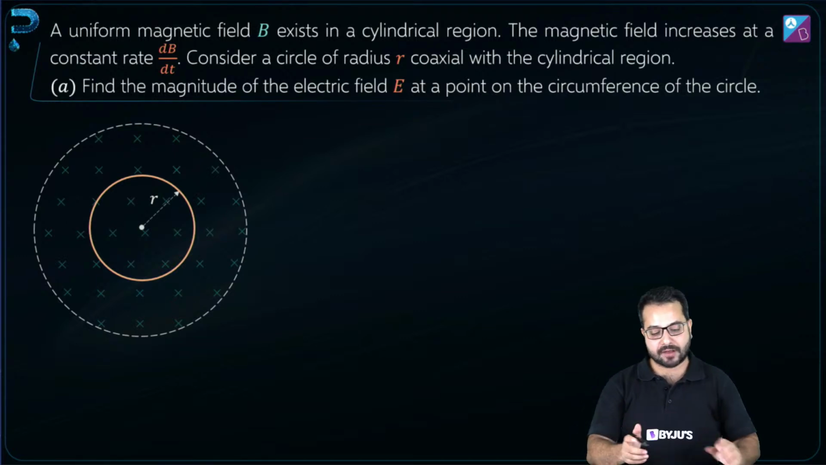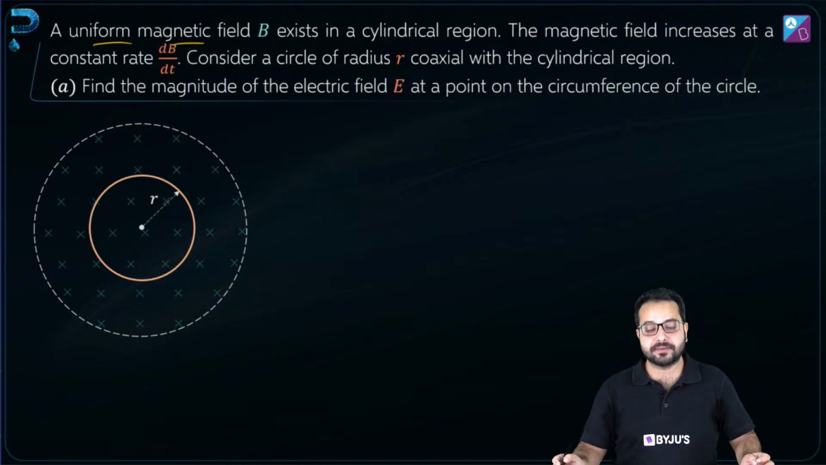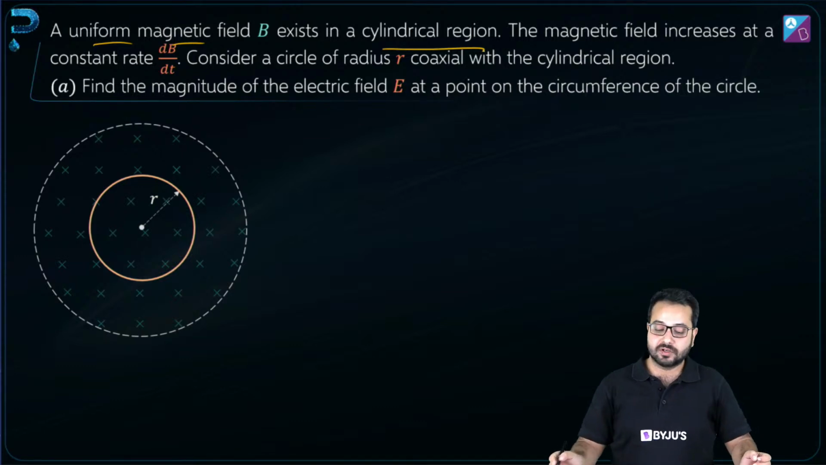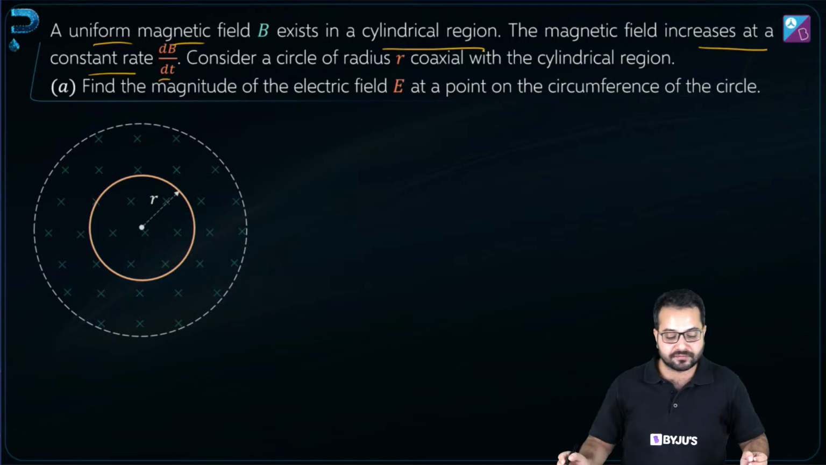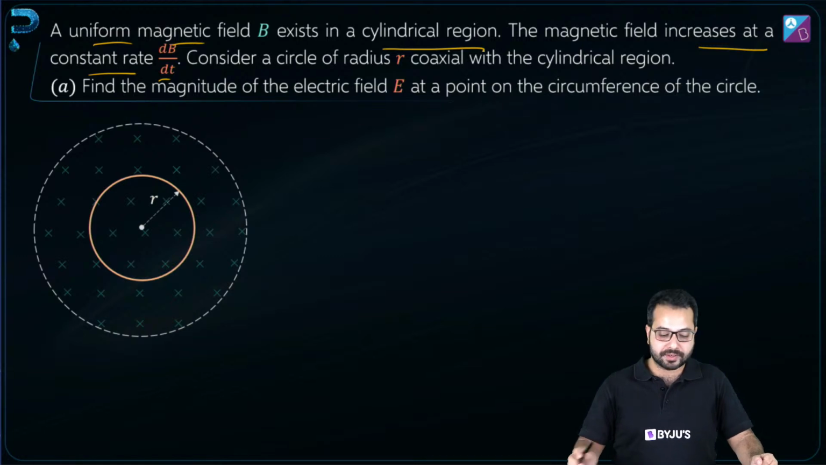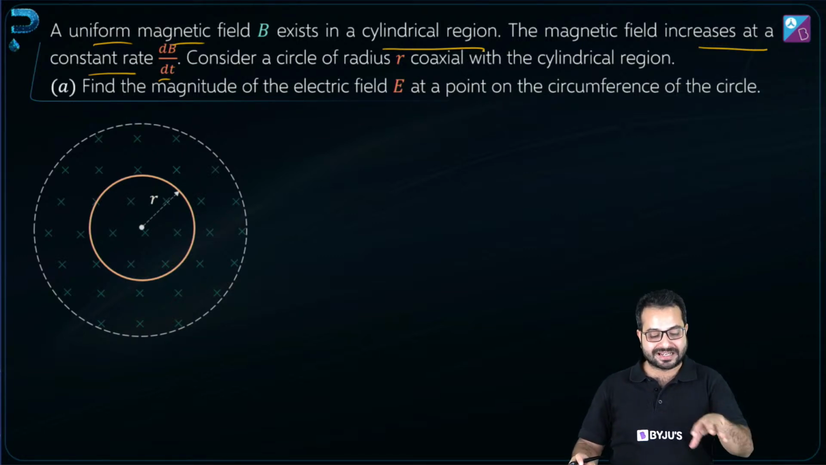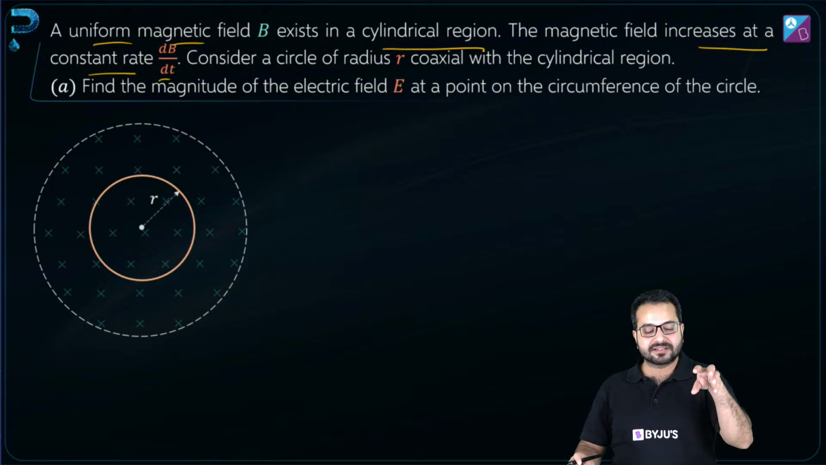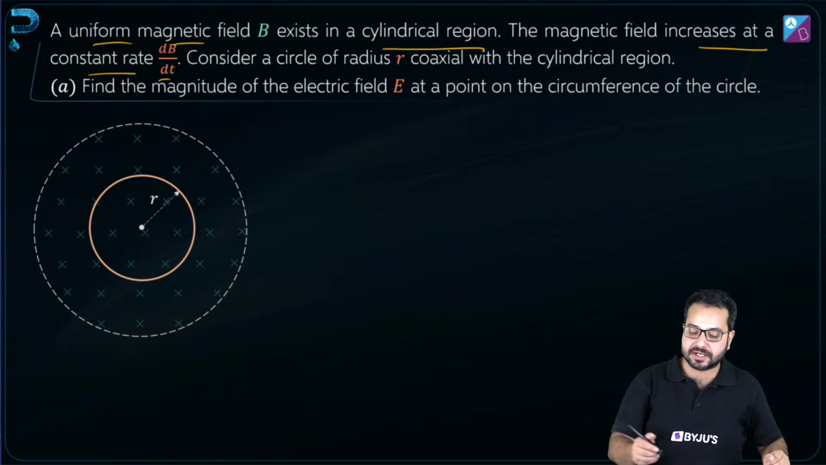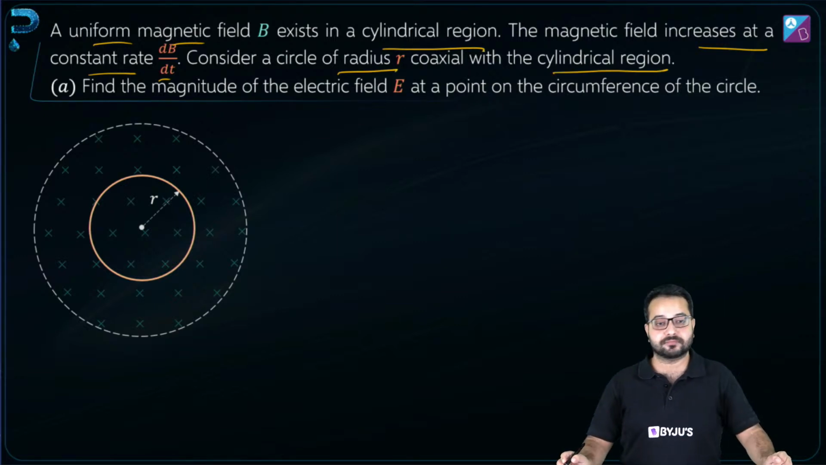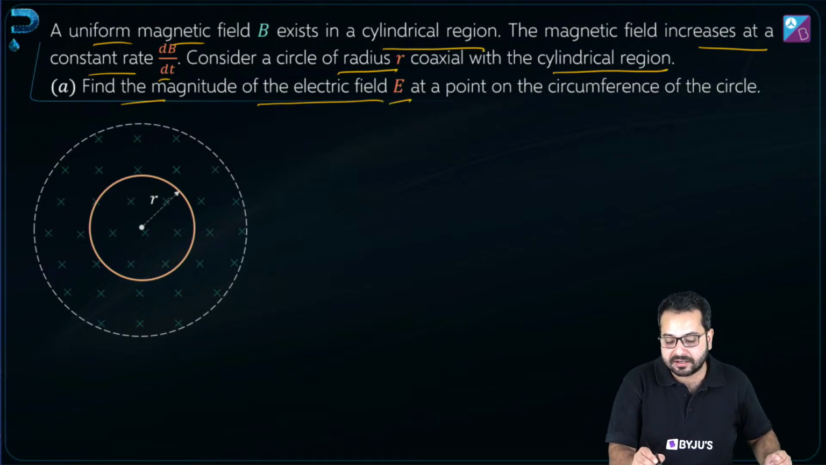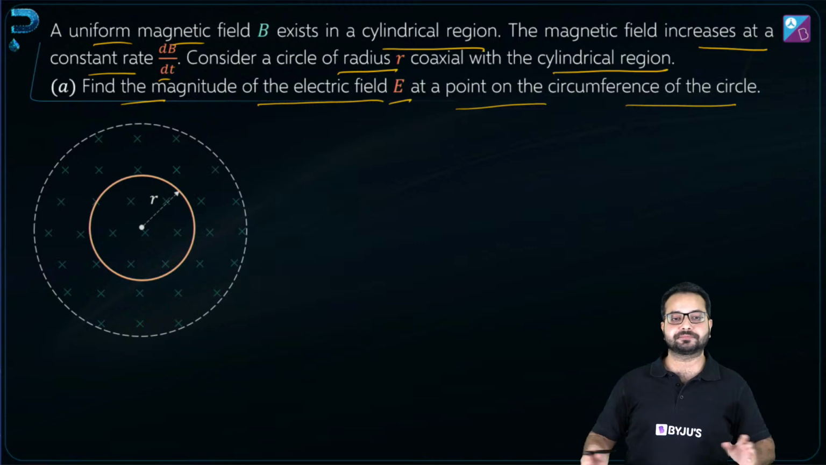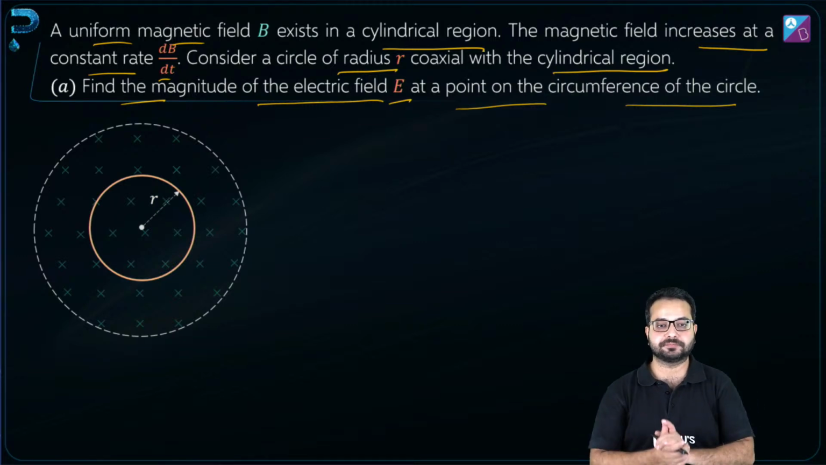Alright, let's see. What do we have here? We have a uniform magnetic field B which exists in a cylindrical region. The magnetic field increases at a constant rate of dB by dt. So you can see that the magnetic field is in the cylindrical region, and it is increasing at a constant rate of dB by dt. Now consider a circle of radius r coaxial with the cylindrical region. Find the magnitude of the electric field E at a point on the circumference of the circle. This is the situation.